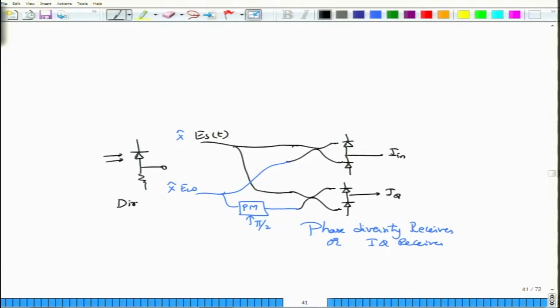Just to recap, this is a direct detection receiver, or simple intensity detector. You can detect intensity by putting up a photodetector, having a load resistor, and looking at the current that is produced by the photodetector. No phase information will be detected using this simple system.